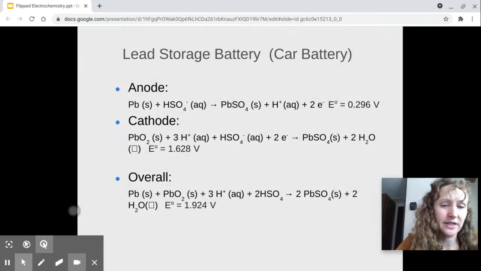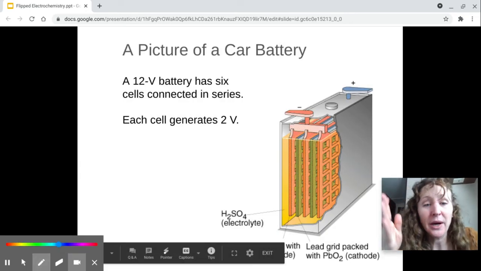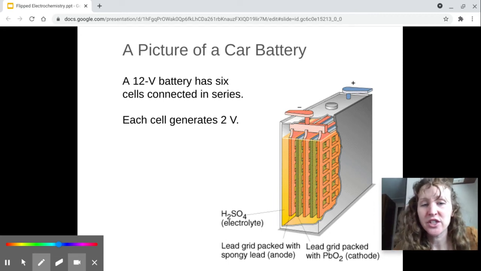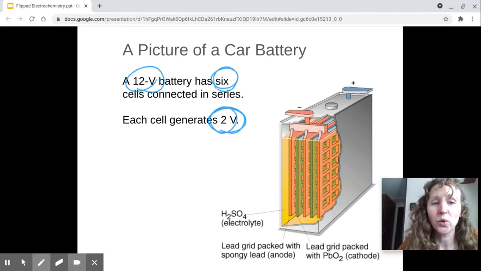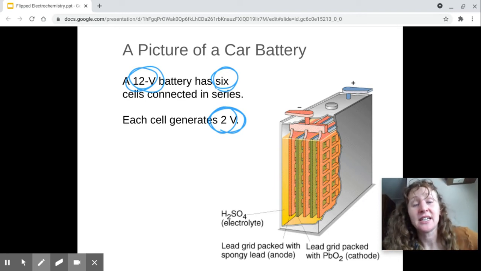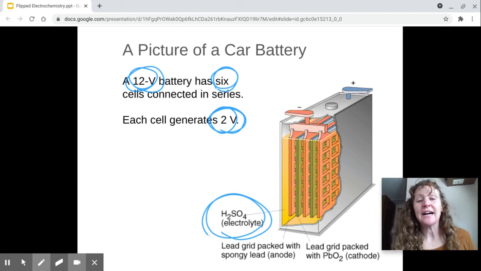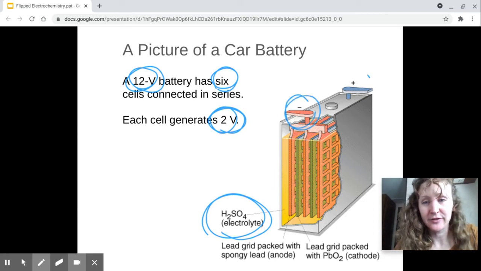Let's see if I have a picture of this. So they actually connect a bunch of cells together. If each cell generates about 2 volts and they connect 6 cells together, then they can get a 12-volt battery. So a car battery not only has lead inside and sulfuric acid inside, a liquid that sloshes around, but it's basically 6 batteries all strung together, giving one amount of voltage.